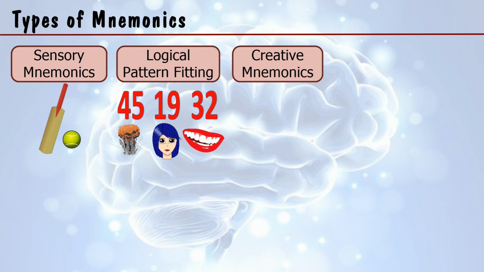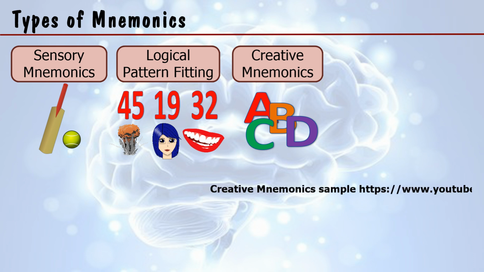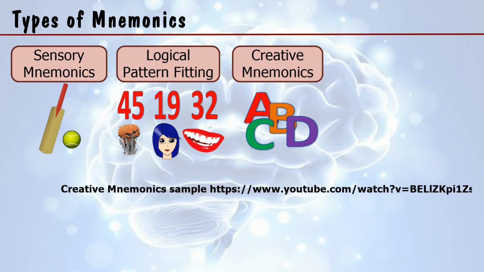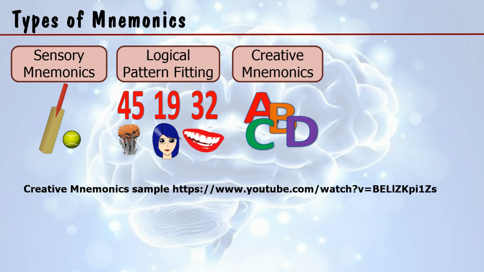Creative mnemonics are those where we apply our creative thinking skills, like connecting information patterns to unusual sounds, music or song composition, connecting to a skit or some kind of dramatization. The ABCD poem we recite in our KG classes is one such example. You may see this example of creative mnemonics at the video link shown here. You will also find this video link in the attached resource file.